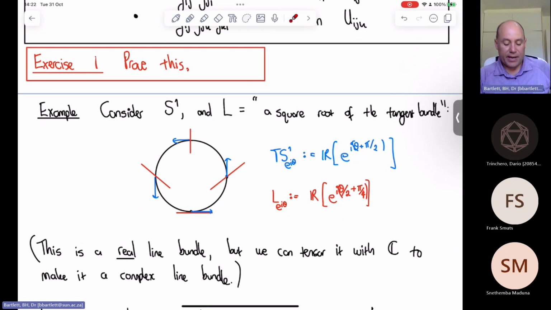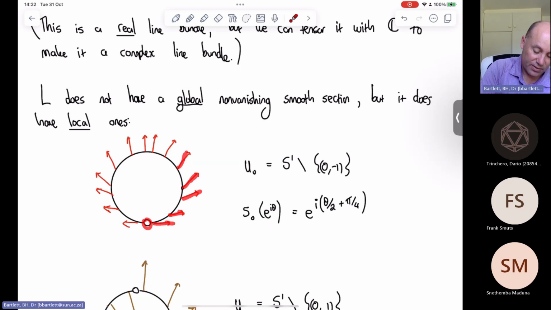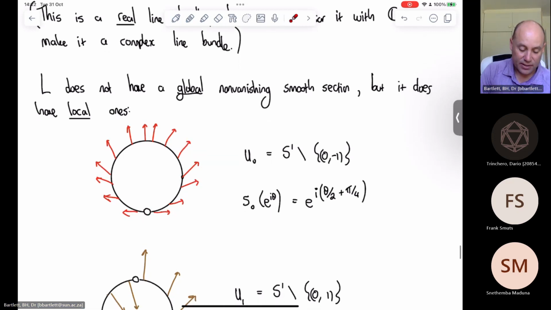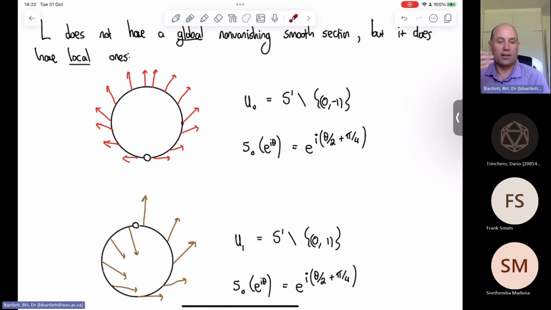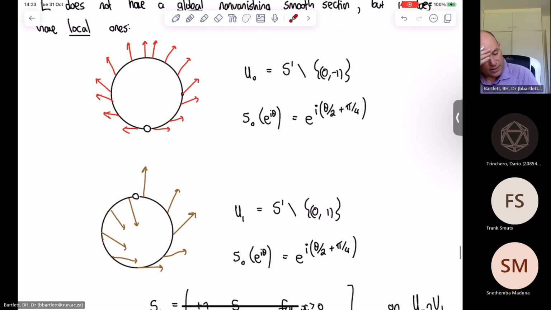Okay, so this is a real line bundle, but we could tensor it with C to make it a complex line bundle. If you do that, then it becomes a trivial line bundle. But at least mentally, let's just think about this particular real line bundle. So it doesn't have a global non-vanishing smooth section, but it does have local sections, right? So if I remove the South Pole, then this would be a smooth, non-vanishing section of this line bundle. If I remove the North Pole, then this would be a section of this square root line bundle. Notice I can't extend it to the North Pole because I'm going to get into trouble over here. Likewise, I can't extend it to the South Pole because I'm going to get into trouble over here.